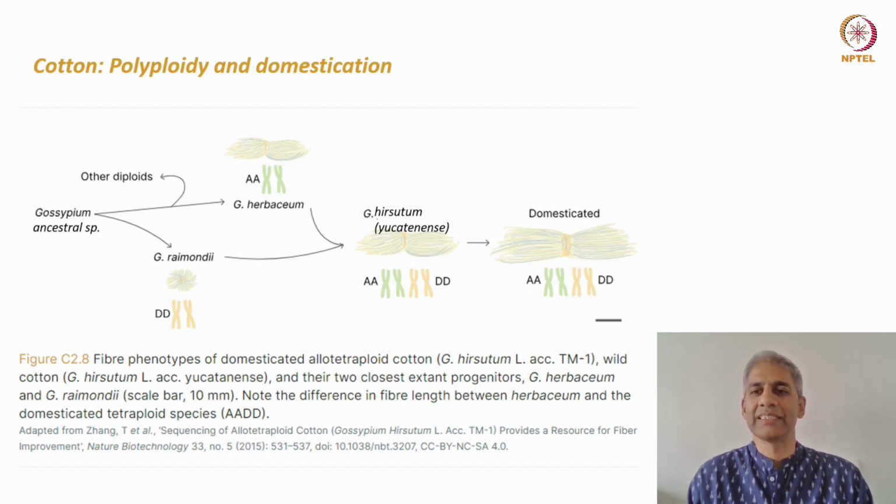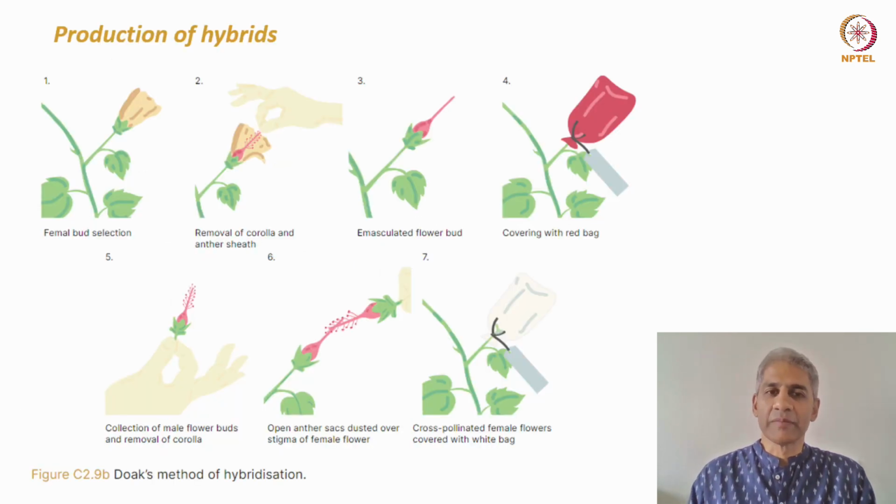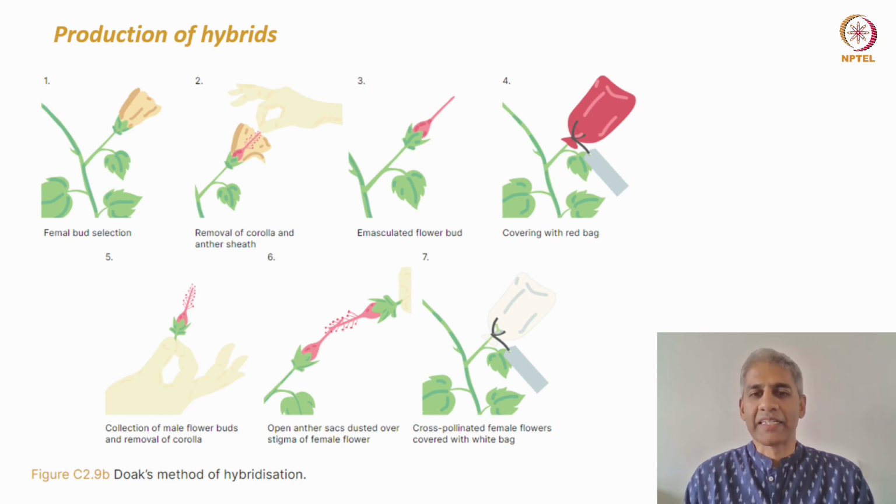And you can see actually the increase in size if you look at the domesticated species, which is shown on the right, and compare it with the original progenitors of that species, which are herbaceum and raymondi, where the lint length is almost quadrupled. So this kind of improvement in cotton led to the modern species which are now used for producing fiber. And we still practice artificial selection, only we do it in a very different manner than farmers were doing it in the past.